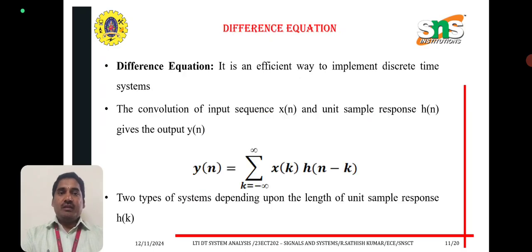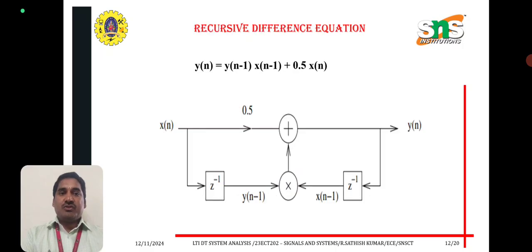Next one, the difference equation. The difference equation is an efficient way to implement discrete time systems. The convolution of the input sequence x of n and the unit sample response h of n produces the output y of n, which is equal to summation k is equal to minus infinity to plus infinity of x of k into h of n minus k. Two types of difference equation exist, depending upon the length of the unit sample response h of k. This is the recursive difference equation.